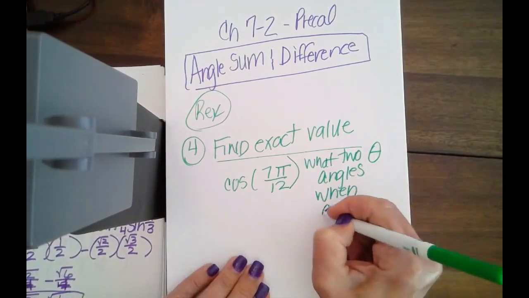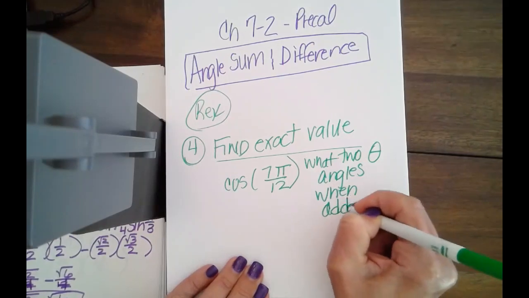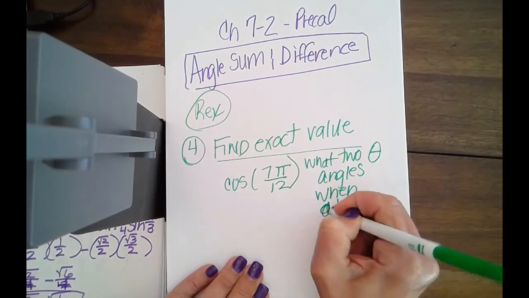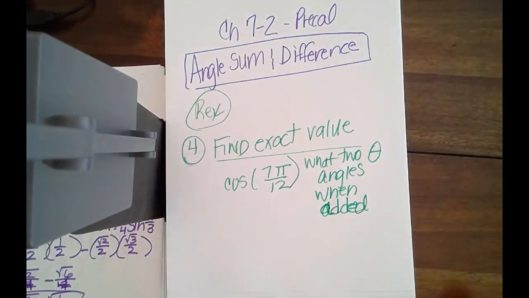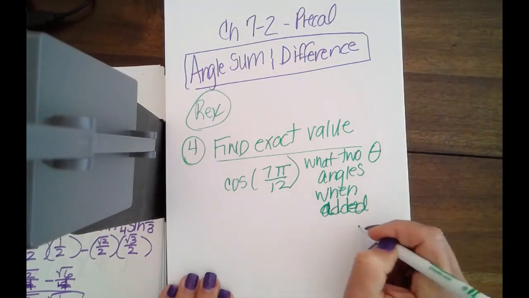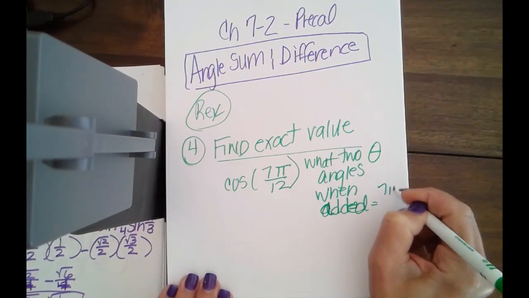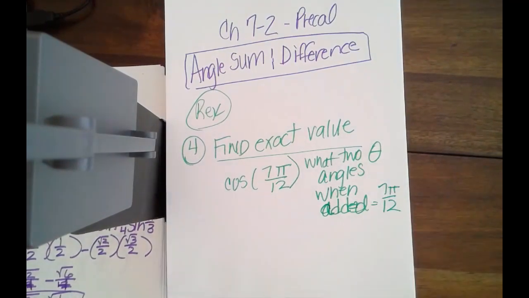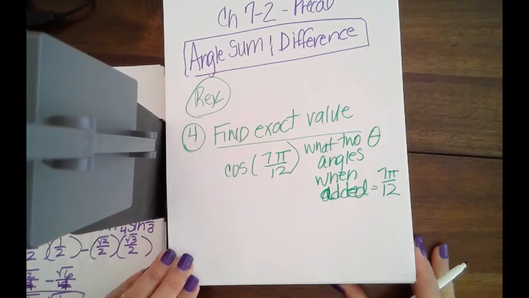I'm going to use... because you can come up with an infinite number of combinations to give you the same answer, but I try to think as closely to simple as I can. All right, what 2 angles, when added, equal 7 pi over 12? You could also do this as a subtraction if you wanted to. All right, but our end result will be the same.